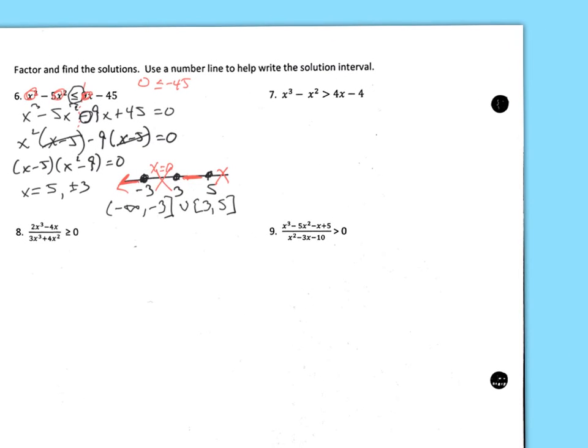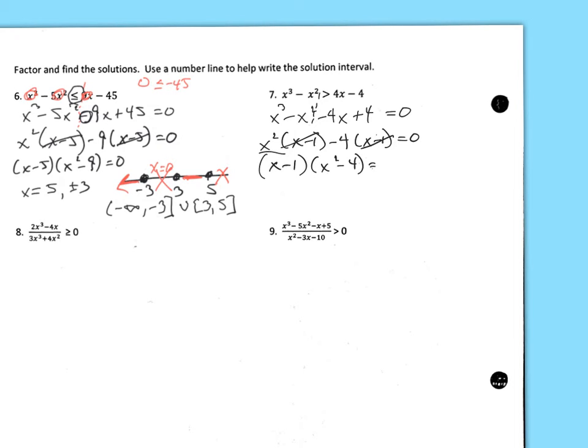Same thing here with number 7. Get this thing set equal to 0. X to the third minus x squared minus 4x plus 4 equals 0. Again, 4 terms, so we're going to group this up. First, we have x squared in common. Second, we have a negative 4 in common. Leaves you with x minus 1. This feels a lot like the first one. X minus 1 comes out, and we're left with, from left to right, x squared minus 4. So the answers are 1 and positive and negative 2.